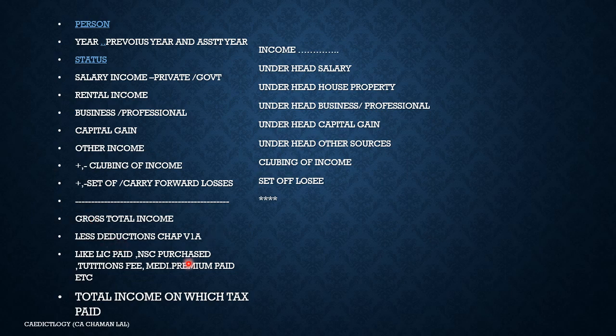Deduction under Chapter 6A is also a separate chapter. We will discuss these chapters sequence-wise. First status, then income under the head salary, then house property, then business or profession, then capital gain, then other sources, and clubbing of income and set off of losses. These are separate chapters and we will discuss each of them.